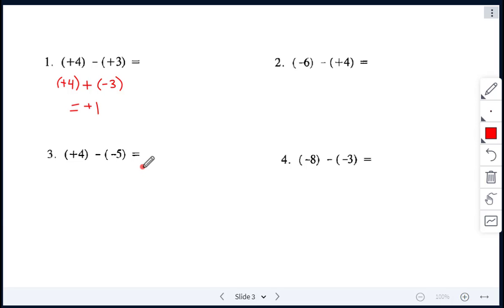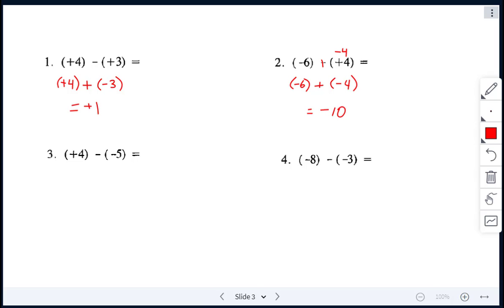All right, so let's try the second one. So here we have negative 6. The first integer stays the same. We're going to add the opposite, so it's going to become plus negative 4. All right, so we have negative 6 plus negative 4. So reviewing our rules of addition, we have the same sign. We have negative and negative, so we're going to add and keep the same sign. So that becomes negative 10. Good.